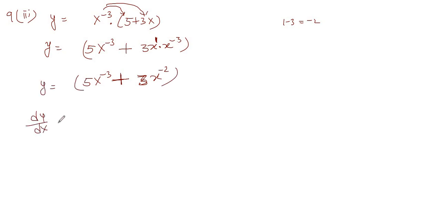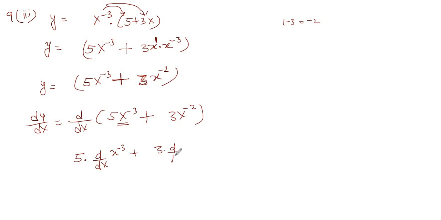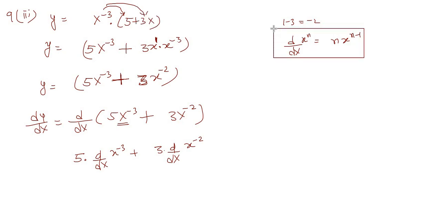So what will be dy by dx? The derivative. It will be d by dx of 5x to the minus 3 plus 3x to the minus 2. Correct? So 5 as it is for this, d by dx of x to the minus 3, and 3 as it is, d by dx of x to the minus 2. Now we know this formula: the derivative of x raised to power n is n x raised to power n minus 1. We all know this formula.